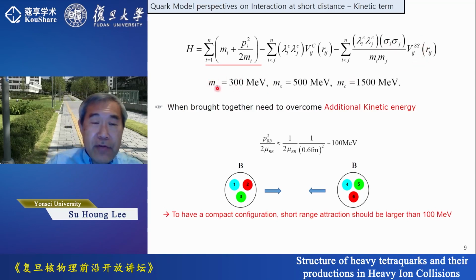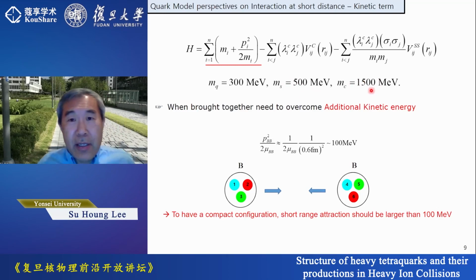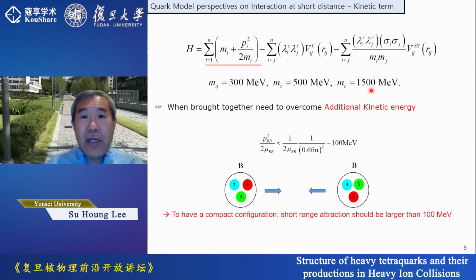And for example, if you just use phenomenological quark masses, light quark masses around 300 MeV, strange mass 500, charm quark 1500 MeV, then this simple quark model calculation actually describes well the ground state masses of baryons and also their mass differences.